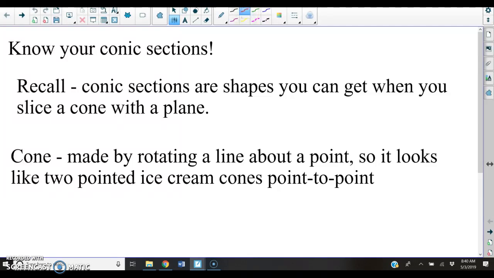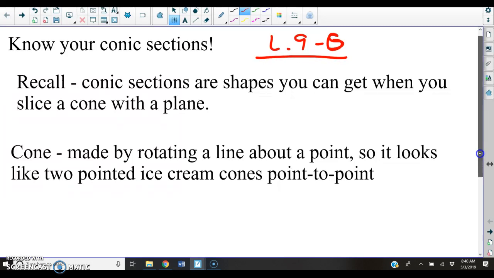Good morning. I didn't put that this is lesson 9.6 on the sheet, but here we go. We're going to have a section here where you are reviewing all the conic sections that we've gone over. Okay? A conic section are all the shapes you can get when you slice a cone with a plane.